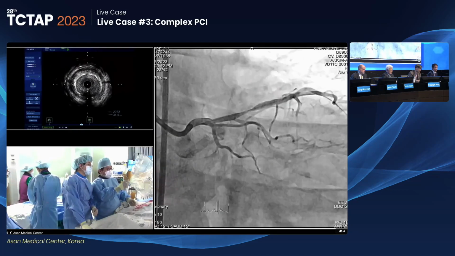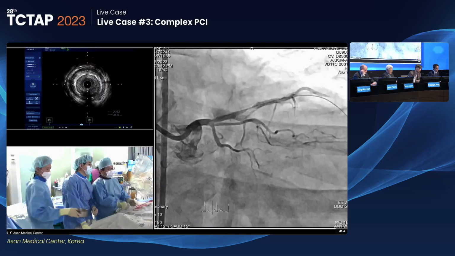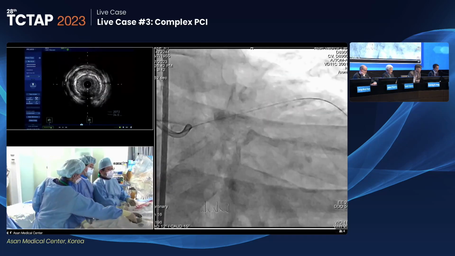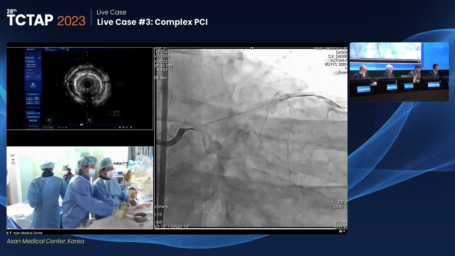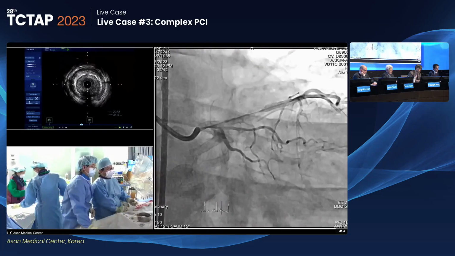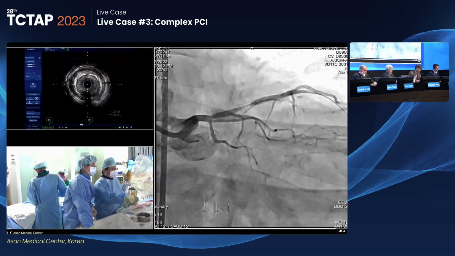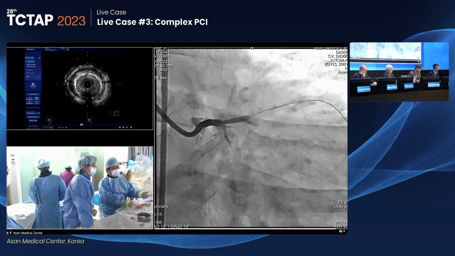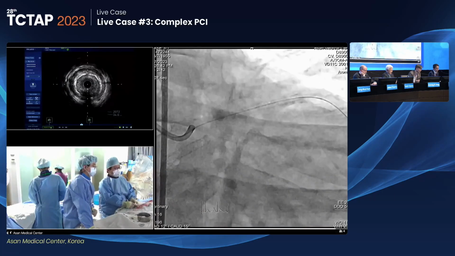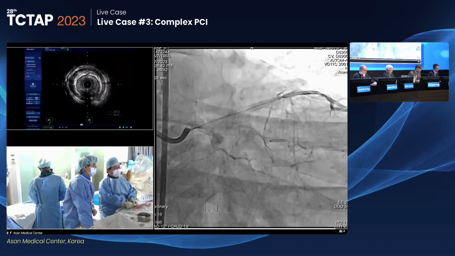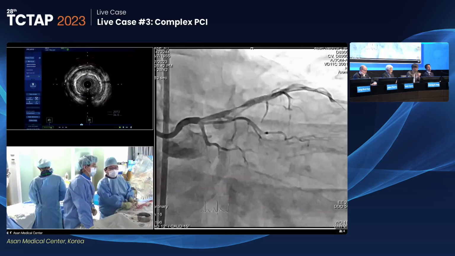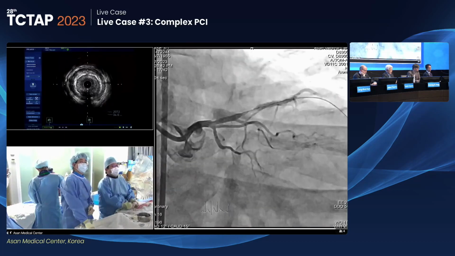The in-stent restenosis, and then there is some plaque and significant stenosis at the LAD ostium and proximal LAD. So to treat the whole lesion to the proximal LAD, we have to implant the stent from the inside of the previous stent to the left main. This is the idea.